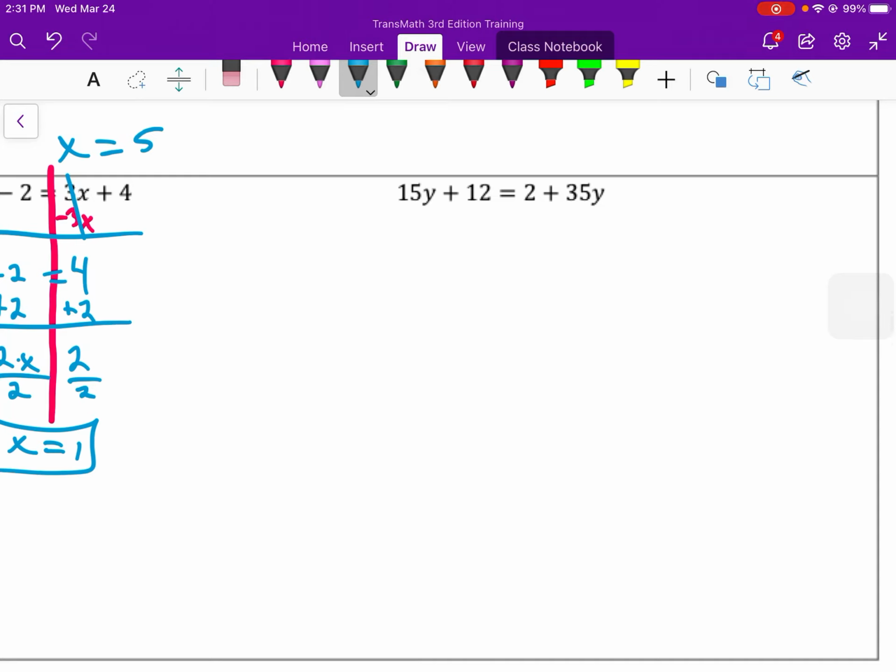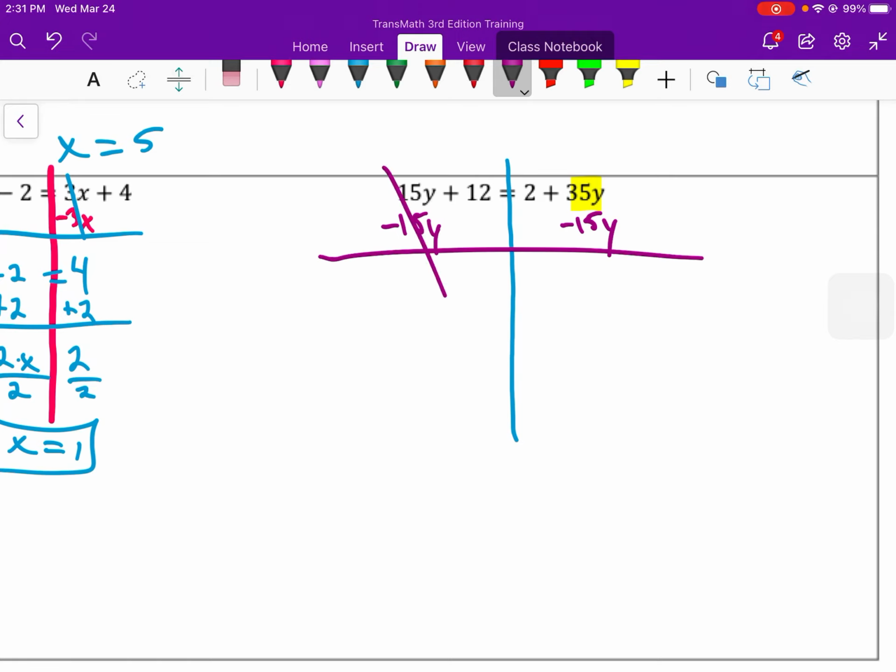Okay, let's look at this side. Same idea. We want to put our variables on one side, and we're going to bring it to the side with more variables. So I see more y's on the right. Since this is a positive 15y, I'm going to subtract 15y from both sides. This then is 0, so we're left with 12 equals 2 plus 35y minus 15y is 20y. So then we can subtract 2 from both sides.